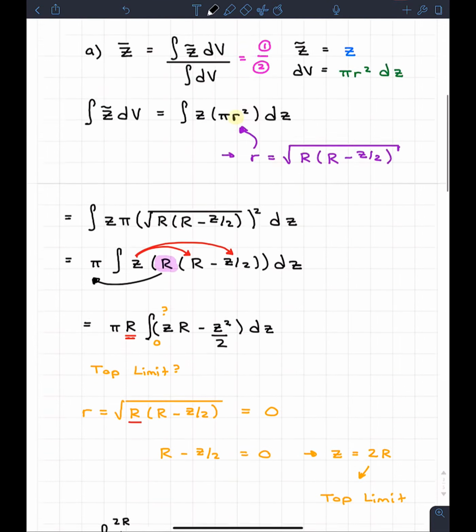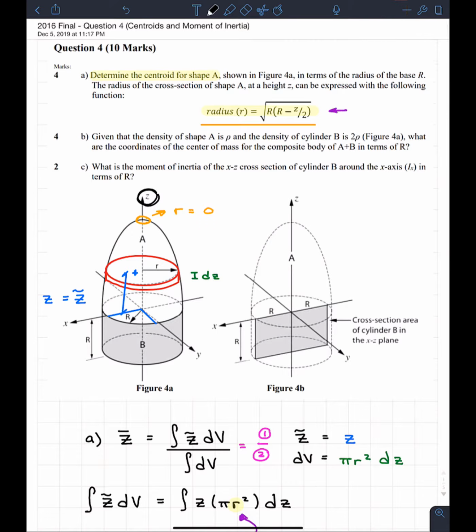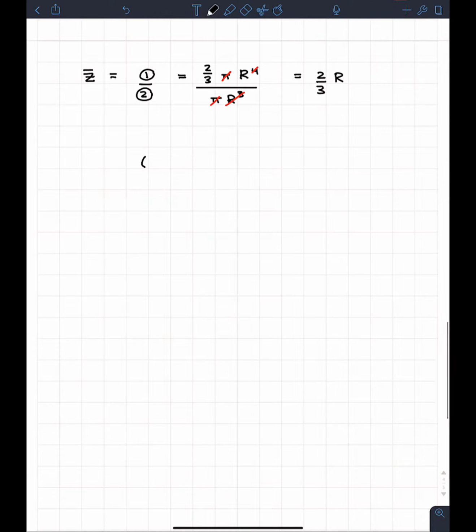Now if we look up to the question, it doesn't just ask us for z bar, it wants the centroid. So it wants x bar, y bar, and z bar. But since this shape is symmetric, we can easily see that x bar is going to be equal to y bar, which is going to be 0. So down here, we can say that our centroid x bar, comma y bar, comma z bar is going to be equal to 0, 0, and then 2/3 of r. And since this is our final answer, we're going to put a nice box around it to show everybody that we're done.